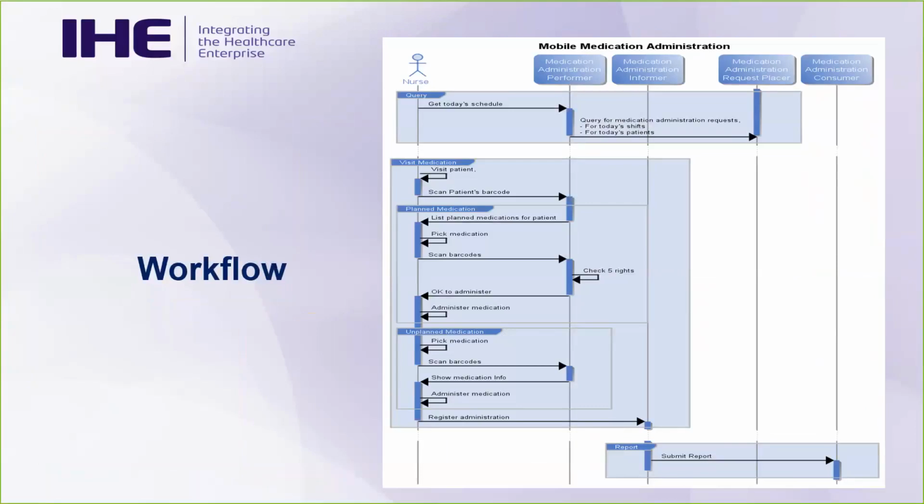So here you can see the workflow of a typical administration to a patient. First the patient is identified, the product is identified by scanning the barcode on it and using the IHE profile for uniform barcode processing. It is checked with the prescription if this is the right drug for the right patient and given by the right care provider. And also the administration can be registered.